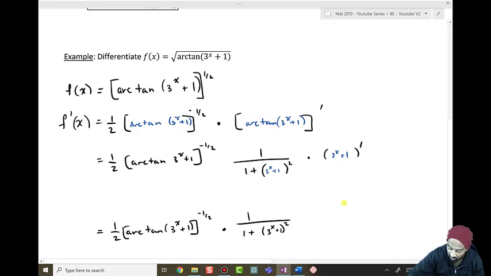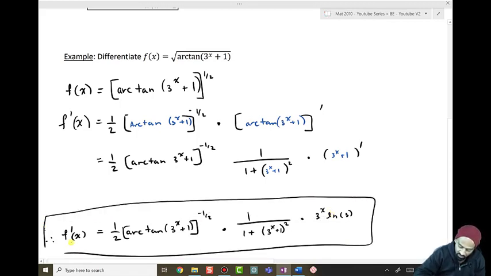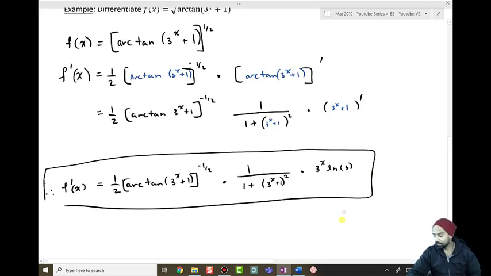Don't skip it. Now if you remember the derivative of a to the x, that's a to the x times ln of a, so for 3 to the x it's 3 to the x ln 3. And the derivative of 1 is 0. I'm not even going to bother writing it because it'll just be plus 0, so it'll be clean. So this is my derivative. Very, very simple. Pretty simple. That's it.